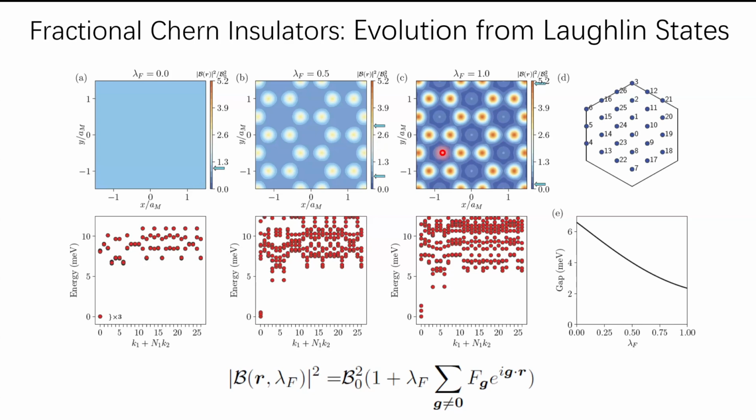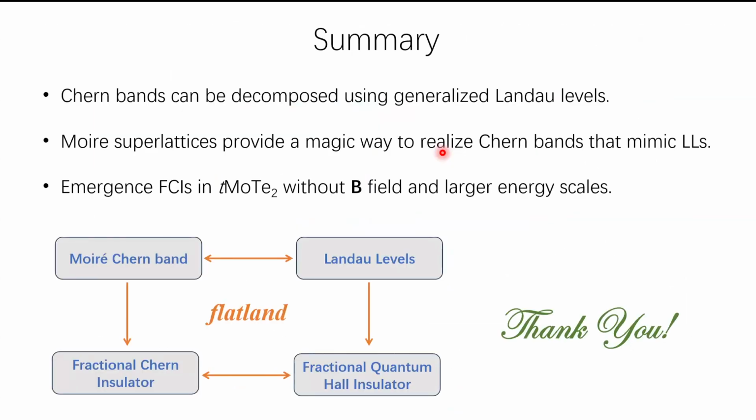the charge density wave state. Okay, with that, I want to make a summary. So in this Moiré superlattice, the Chern bands can be decomposed using generalized Landau levels, and somehow this Moiré superlattice provides a magic way to realize Chern bands that mimic Landau levels. And the emergence of fractional Chern insulators in this system without a B field has a larger energy scale compared to fractional quantum Hall states in Landau levels. The reason is that the effective magnetic field is larger and the effective magnetic length is reduced.